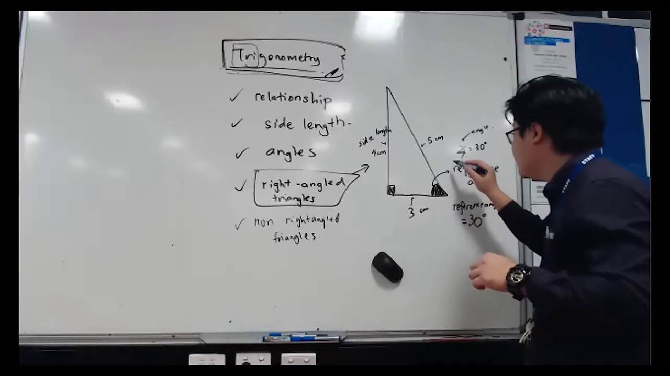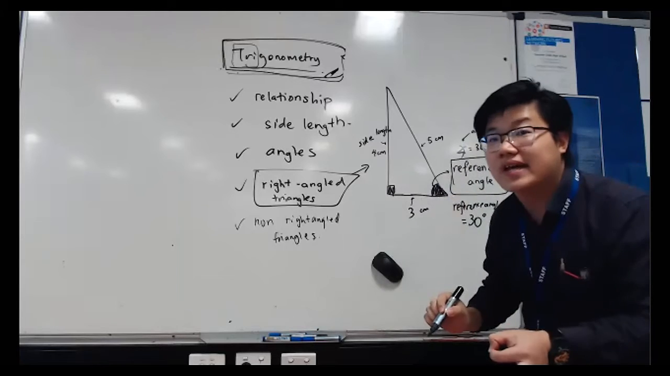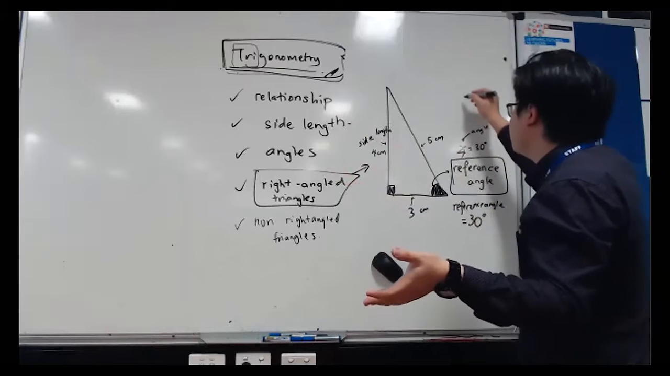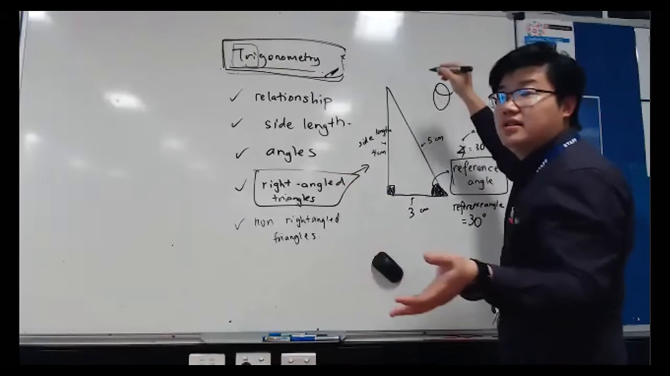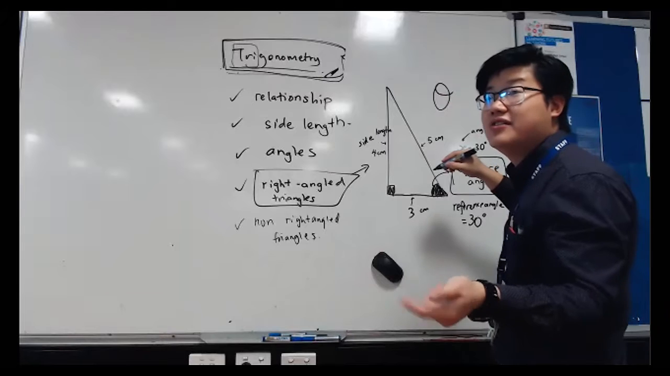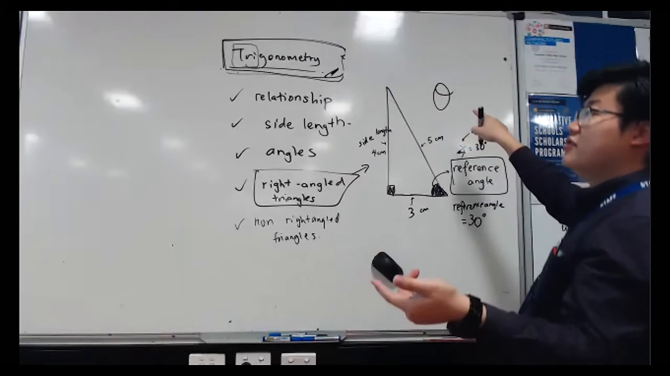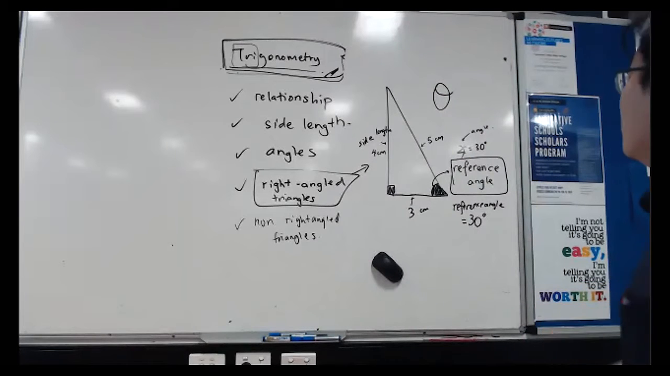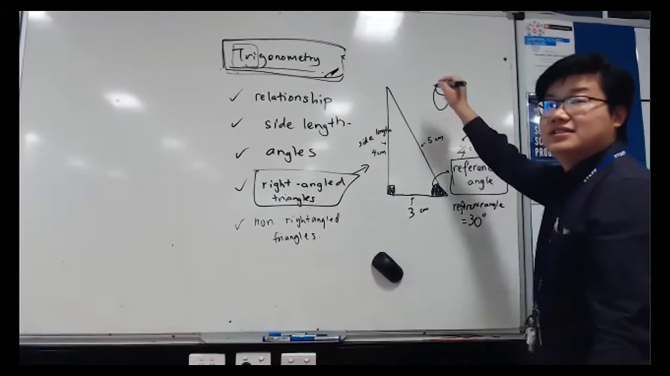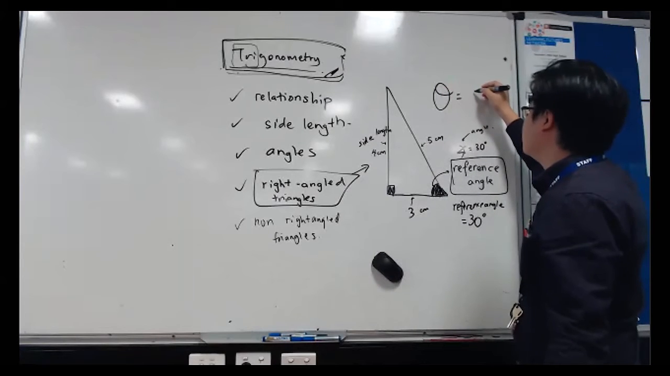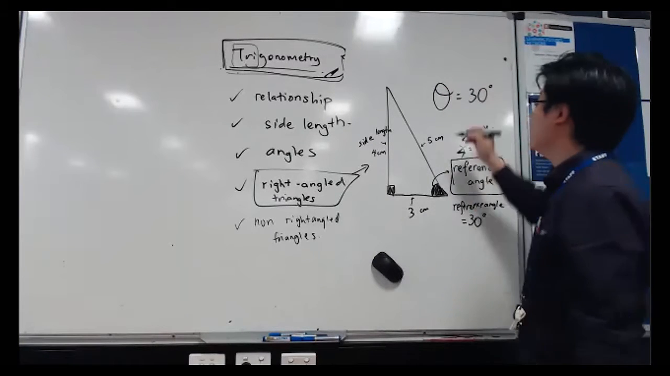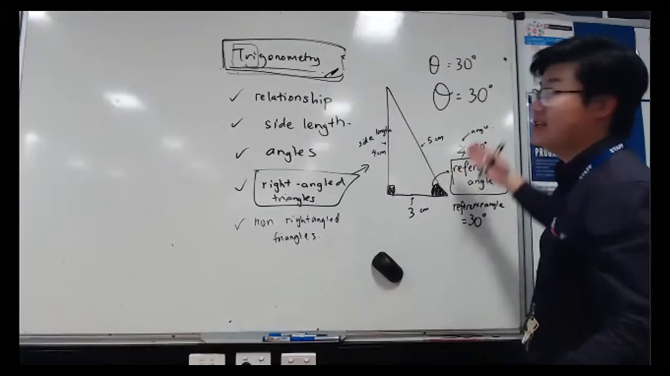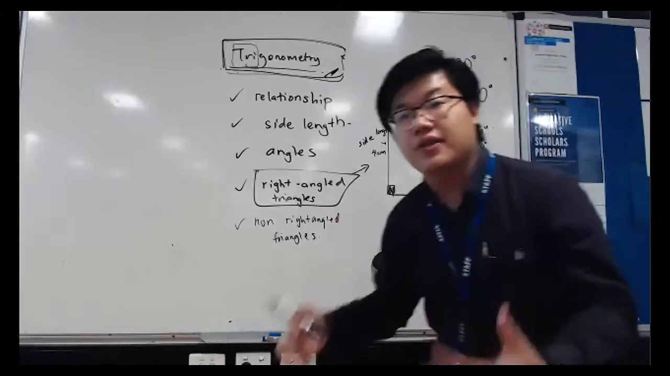Especially for reference angle, we have another notation. I believe you have seen it before. What's that called? Anybody remember? Delta, theta, whatever. Theta, Oscar. So theta equals 30 degrees. Write that. When you write theta equals 30 degrees, it means that your reference angle is 30 degrees.